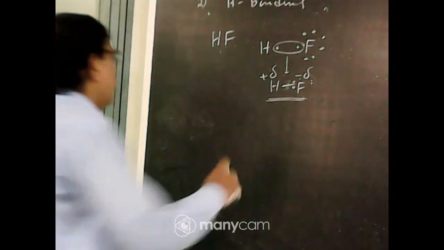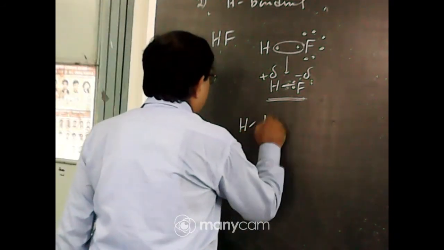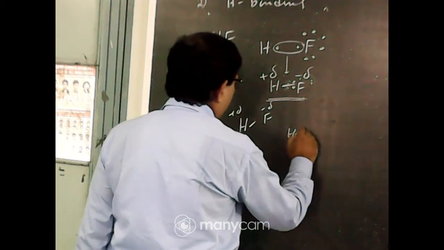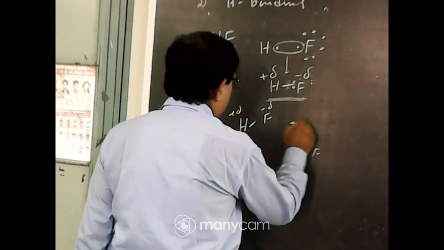Now HF is a polar covalent bond. Say this is one HF molecule, here negative, here positive. This is another HF molecule. Here positive, here negative.